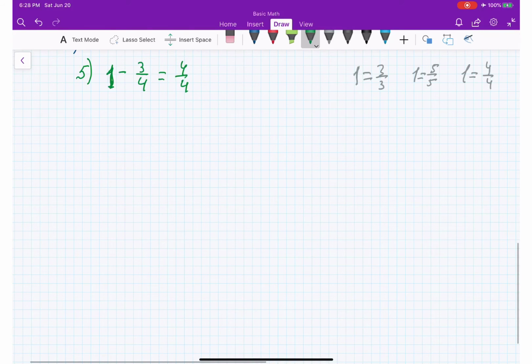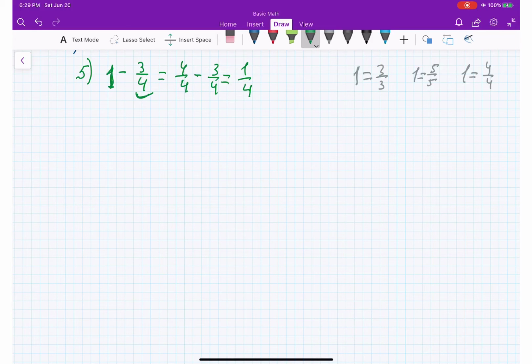Why do I choose 4 over 4 and not 2 over 2 or 100 over 100? Because here I have denominator 4. So I'm trying to make my life easy. Whatever denominator is given here, I'm using that denominator because it will be easy to subtract. And minus 3 over 4. So that's equal: 4 minus 3 is 1, and here we have 4.